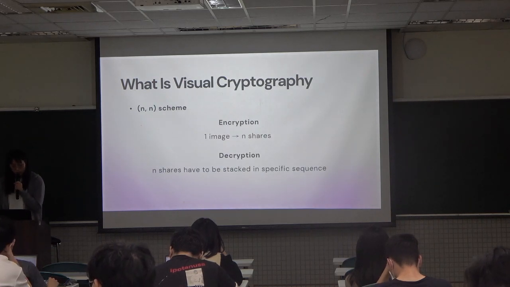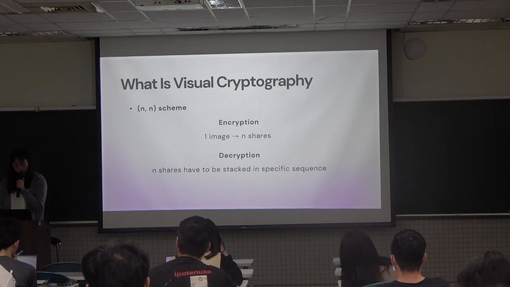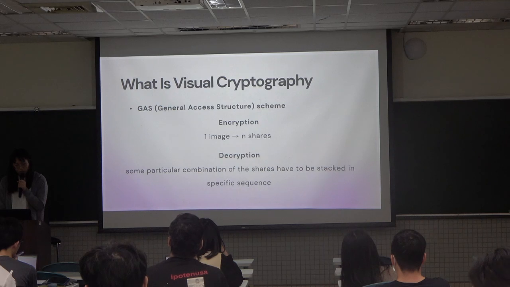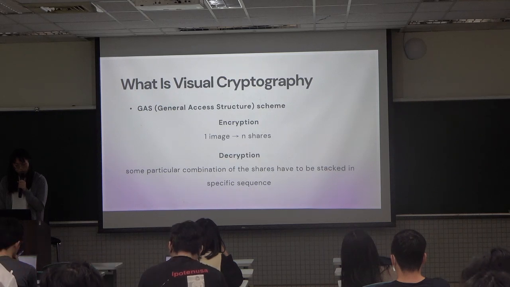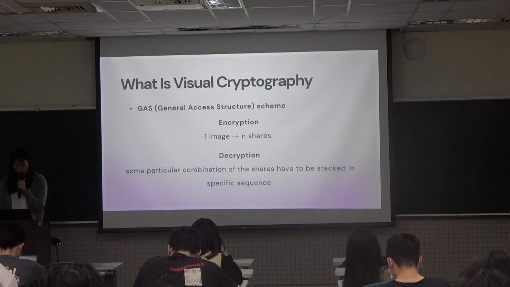In the N out of N scheme, we divide the original image into N shares and distribute them to N different recipients. If we want to decrypt it, we have to collect all image shares and stack them in a specific sequence. In the general access structure scheme, the original image is divided into n shares, and we define that only when some particular combinations of the shares are stacked in the right way will the original image show.